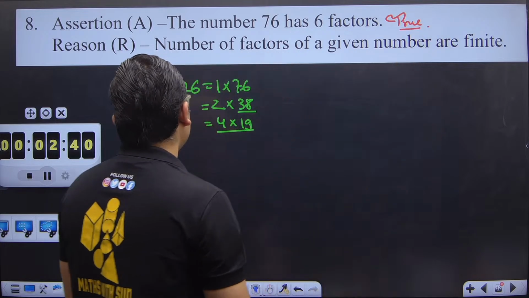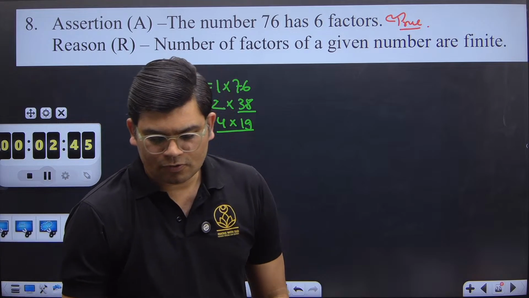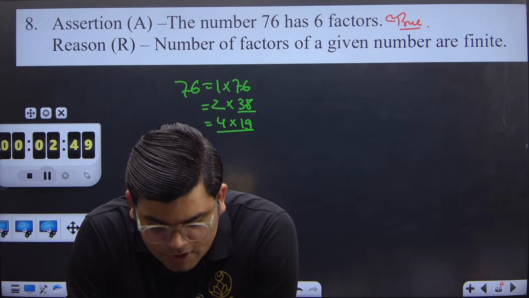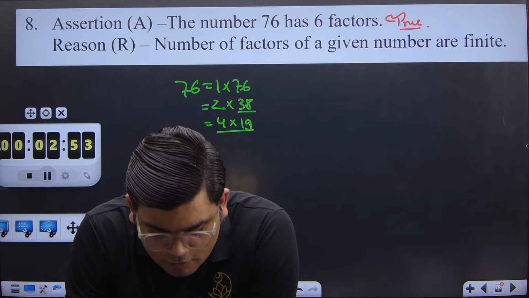What about the second statement? Number of factors of a given number are finite. Yes, that statement is also true. Okay, that statement is also true. First is wrong. How is it wrong, my dear? How is the first wrong?